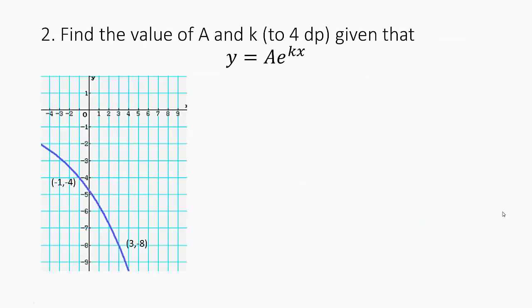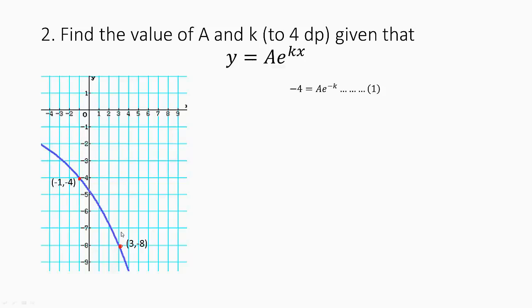Okay, let's try another one. This one says find the value of a and k, again to 4 decimal places, given that y equals a e to the kx. Notice k is in the power, in the index this time. So you look at the graph here, again they've given us 2 points. Here's the point when x is minus 1, y is minus 4. Here's the point when x is 3, y is 8.